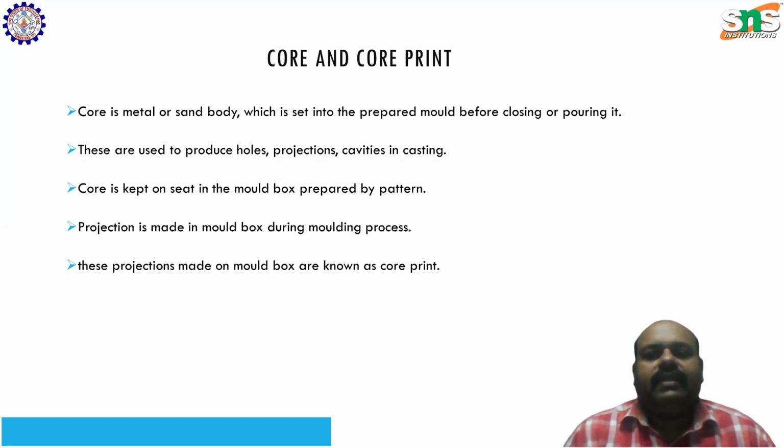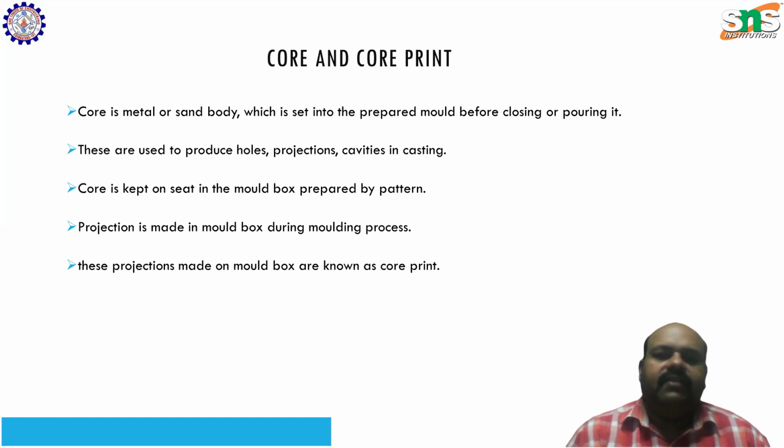From the last class, we will recap the things which we have gone through. In the last class, we studied the properties of molding sand, and we have 6 properties like collapsibility, flowability, permeability, all these things. And in this class, we can discuss about core and core print, right?